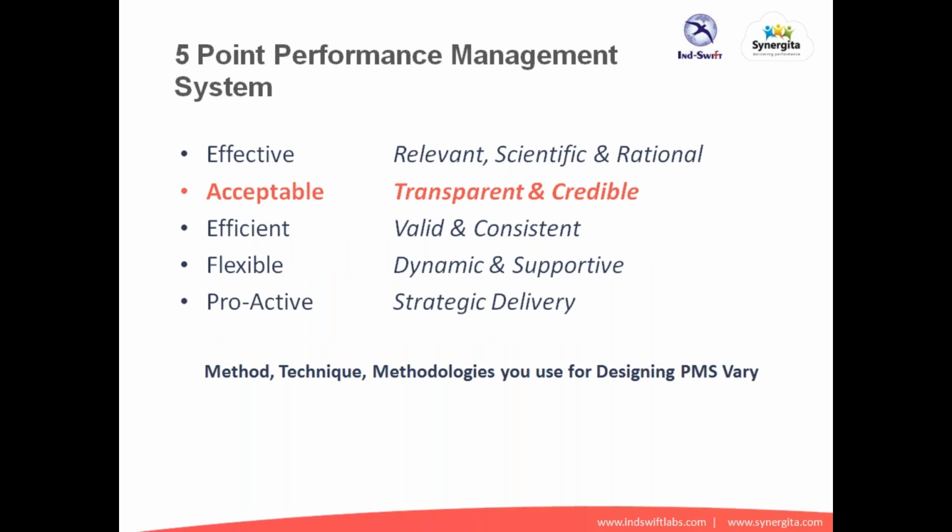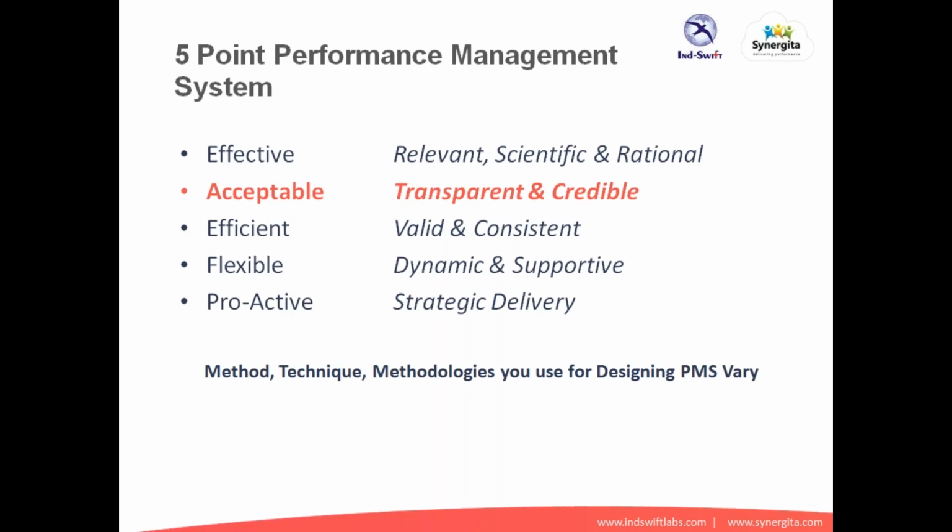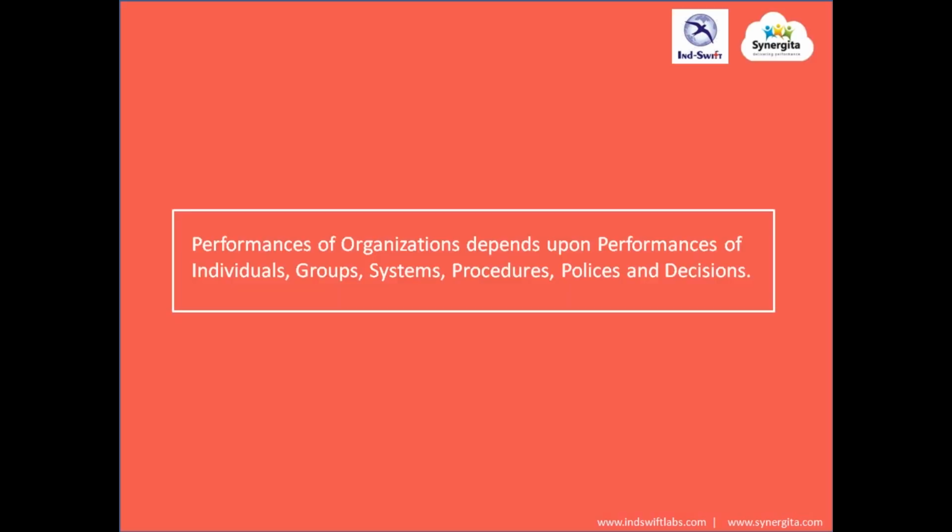Acceptability is the most important aspect of any performance management system. Usually organizations fail in implementing a performance management system because they do not give important consideration to this aspect. Why acceptability, and why does picking up a concept affect the acceptability? Very simple reason, because through a performance management system, you are not measuring the performance of your machines. You are not measuring the performance of your procedures. You are measuring the performances of your human beings.